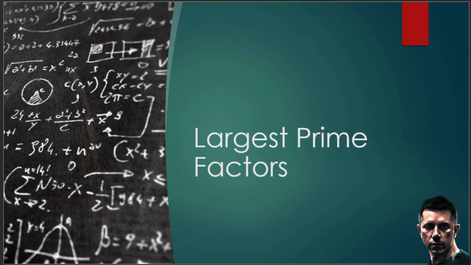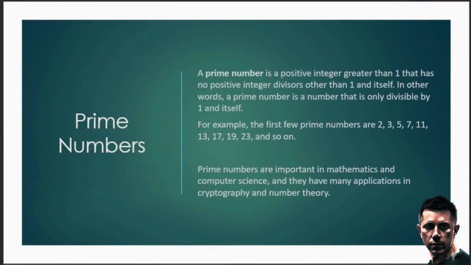Before we proceed, let us acquaint ourselves with a few terms. The first term we need to understand is prime number. A prime number is a positive integer greater than 1 that has no positive integer divisors other than 1 and itself. In other words, a prime number is a number that is only divisible by 1 and itself. For example, the first few prime numbers are 2, 3, 5, 7, 11, 13, and so on.